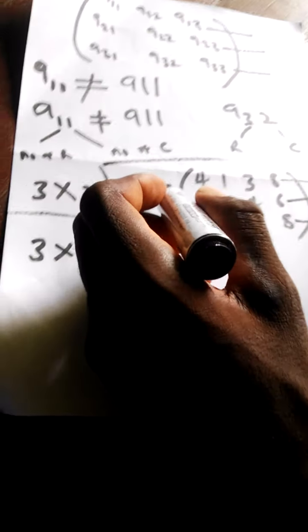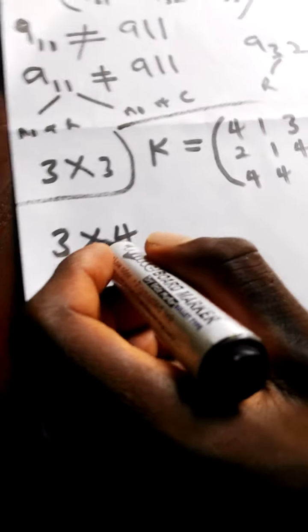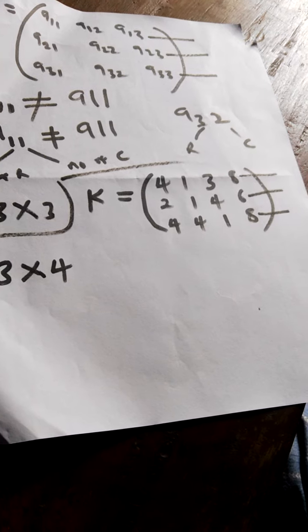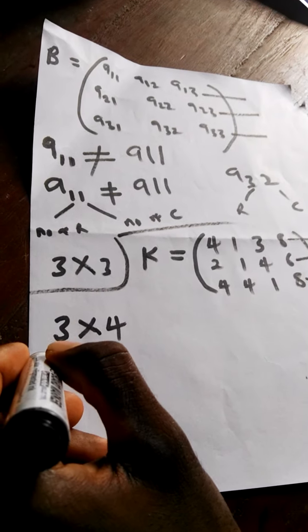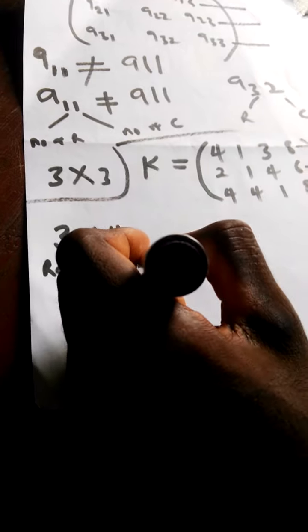Now, the order of this matrix K is a 3 by 4 matrix. It's of order 3 by 4. That is the order of this matrix K. Now, let's try the other way around and see if we'll get the same answer, because I said you must first write down the number of rows times the number of columns.